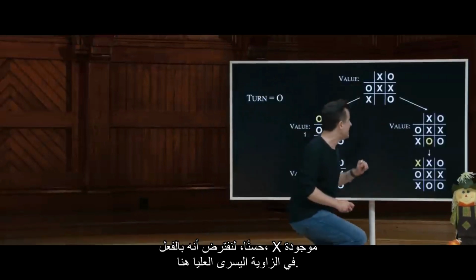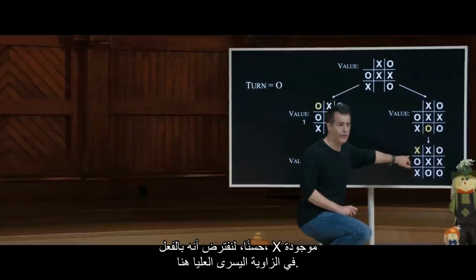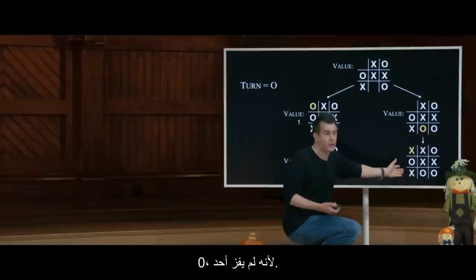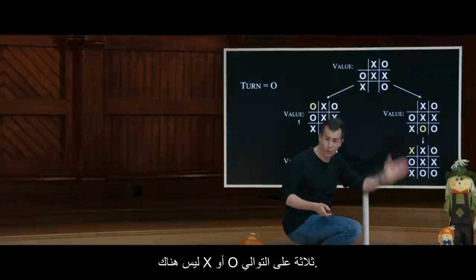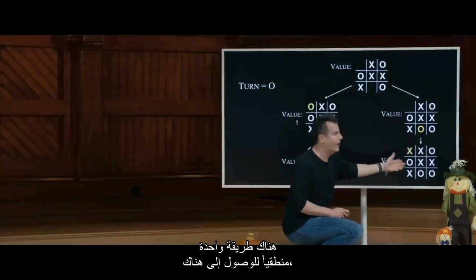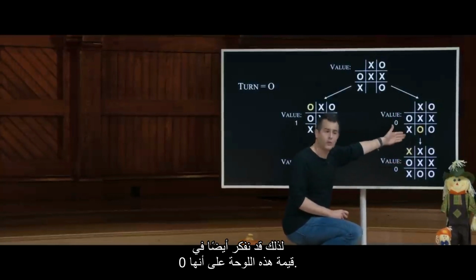Well, suppose that indeed X goes in that top left corner here. What's the value of this board here? 0, because no one has won. There's no X's or O's 3 in a row. So the value of this board is 0. There's only one way logically to get there, so we might as well think of the value of this board as also 0.